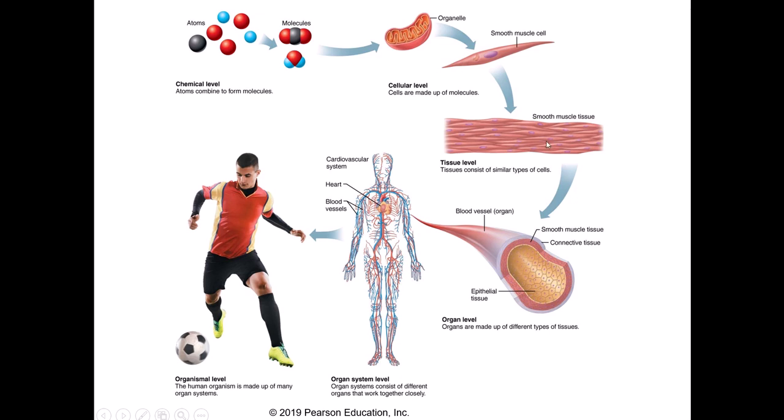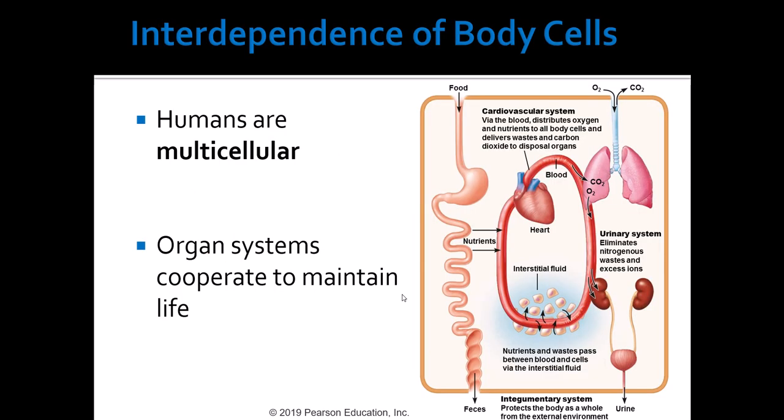So we'll cover the chemical level in chapter 2, the cellular level in chapter 3, the tissue level in chapter 4, and then chapter 5 until the end will be the different organs and the organ systems. Now, we are multicellular beings. We don't just have one single cell. We do have multiple types of organs. We have multiple types of organ systems, and we require all of them to cooperate together and work together in order for us to live and to thrive.